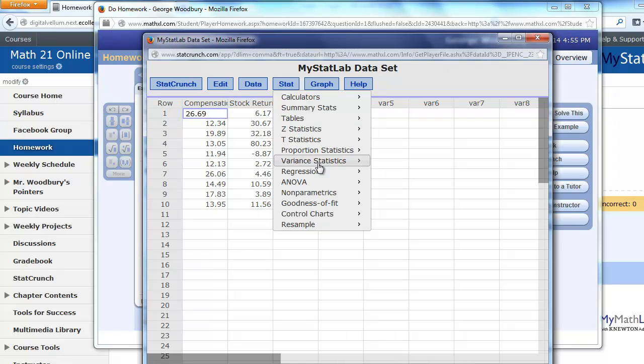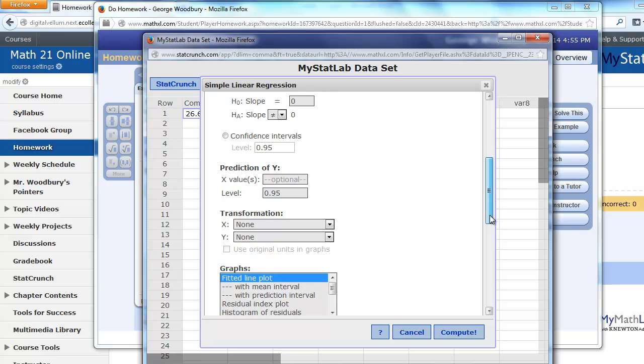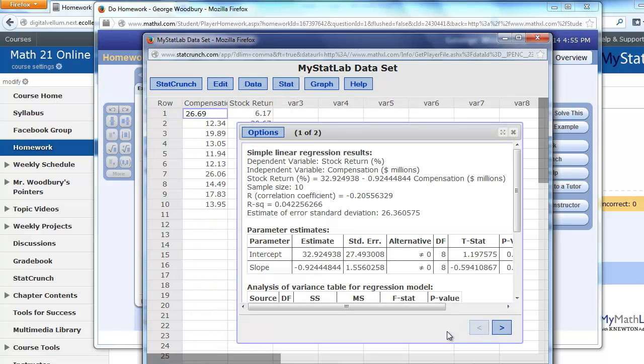We're going to compute the regression line, stat, regression, simple linear. Select my x variable, compensation. The y variable is the stock return. And if I want to know what happens when x is 15, down here where it says prediction of y, I could type in 15 for x and click compute, and I'll show you how that does work.